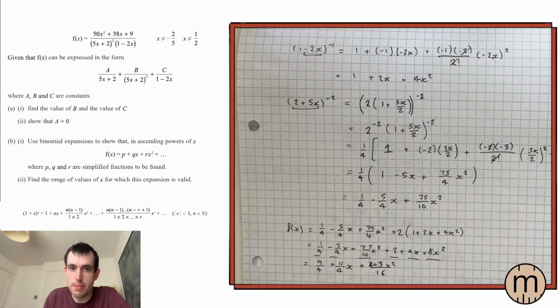It says where p and q and r are simplified fractions to be found. So p will be 9 over 4, q will be 11 over 4, and r will be 203 over 16.